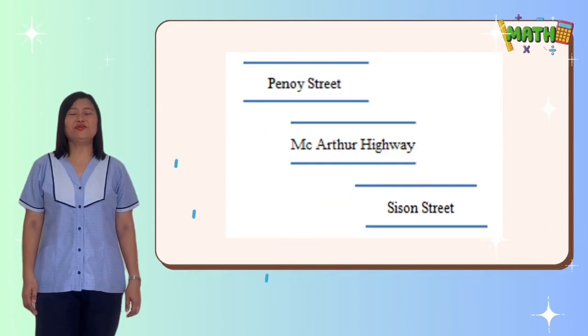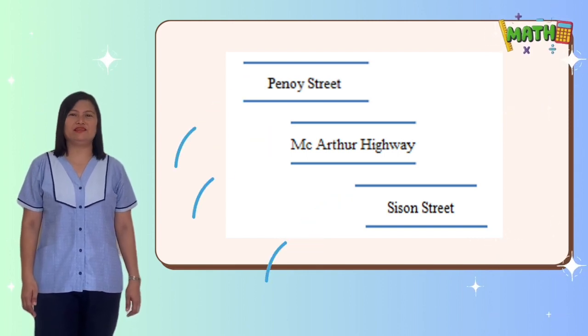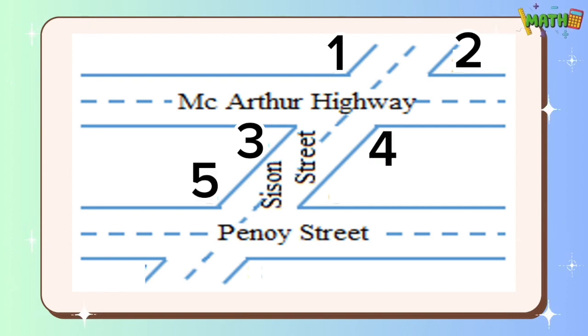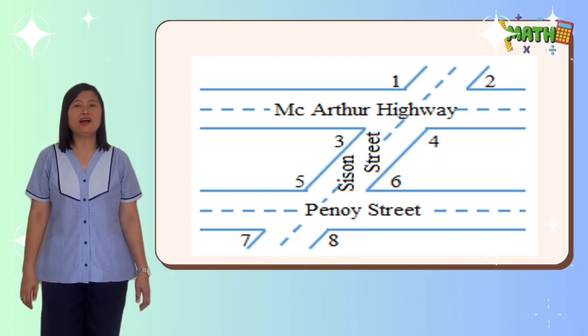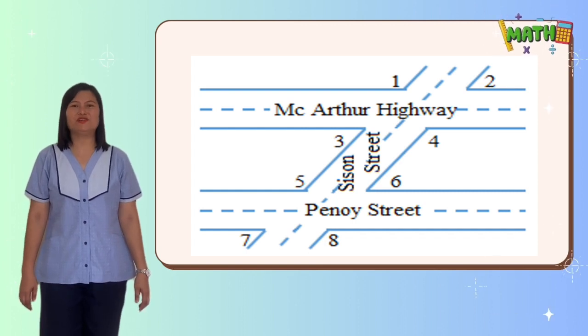I have here 3 roads. Let's construct these roads following the Puzurobi map. So, we now have this. Then, let's say this is angle 1, angle 2, angle 3, angle 4, angle 5, angle 6, angle 7, and angle 8. Let's recall the angles formed by parallel lines cut by a transversal.